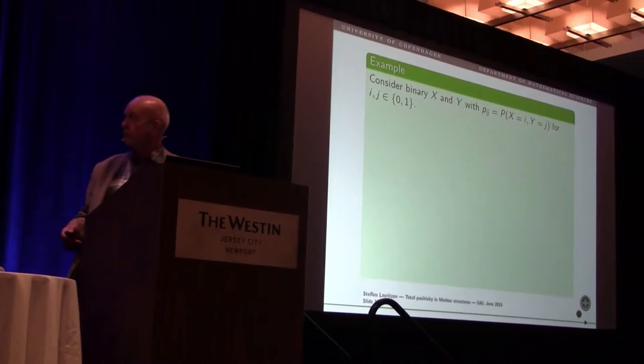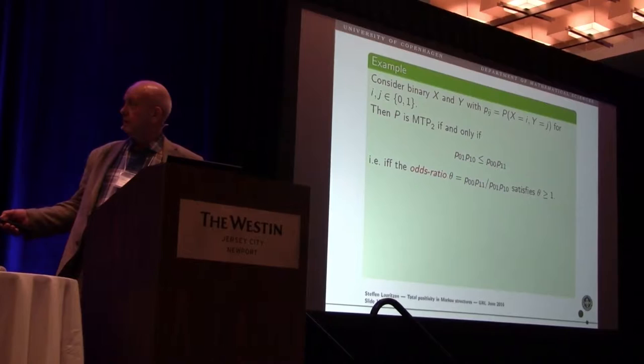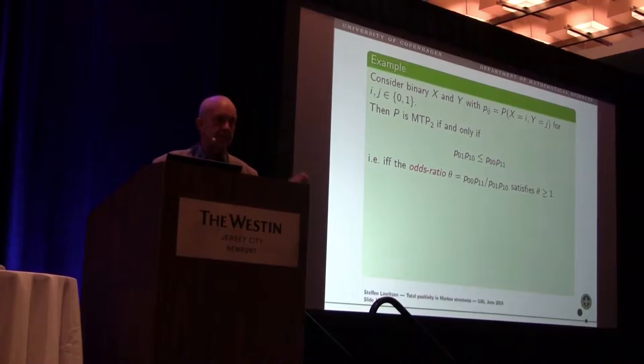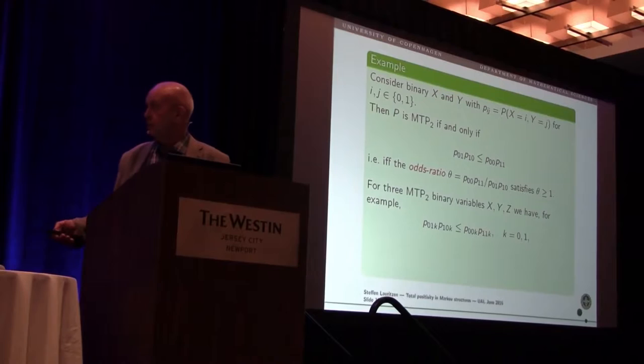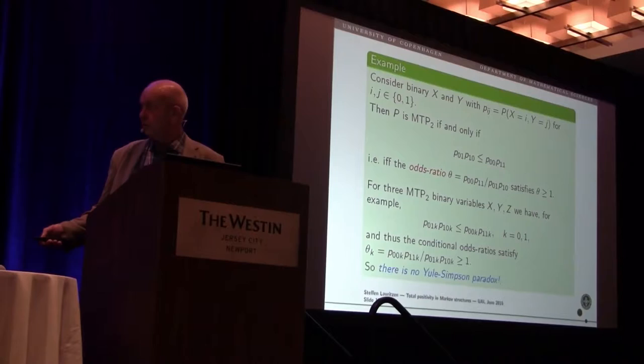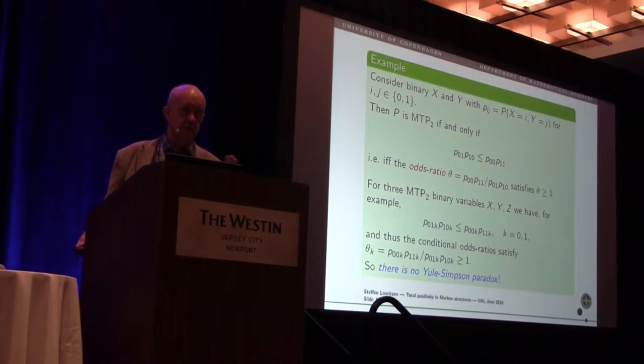In the binary case, we can show very easily that an MTP2 distribution is simply one where the odds ratio is positive. So in the Gaussian case and in the binary case, this MTP2 property is simply positive association. Even if you go to conditional distributions, you would see again that the conditional odds ratios will also satisfy this property. And this means that in effect, there will be no Simpson's paradox for MTP2 distributions. So that's an important motivation for everyone.